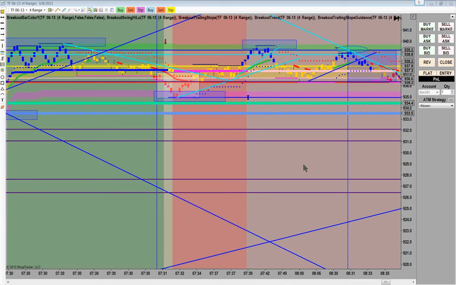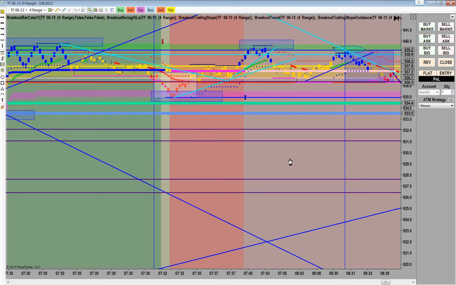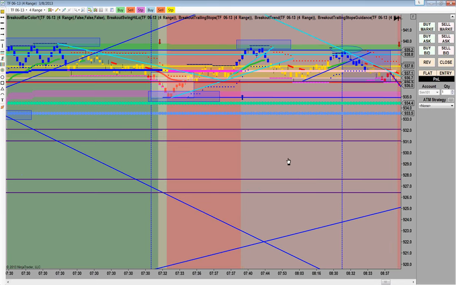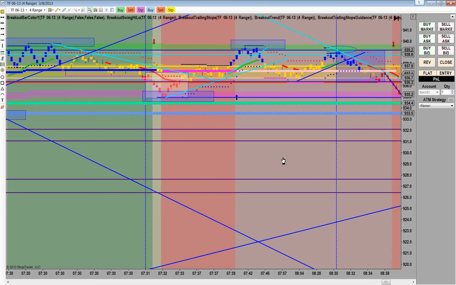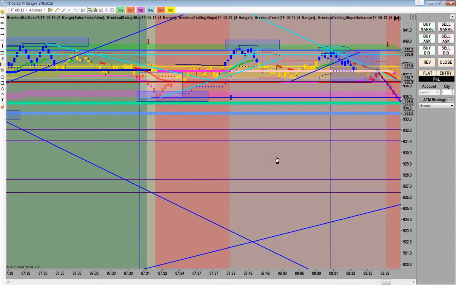Now let's see how we stayed in this trade, by the way, because we did take this trade and there's a third one that we also took. But let's say you took this trade right here. We nailed that trade. We're in it. We're not worried about it.